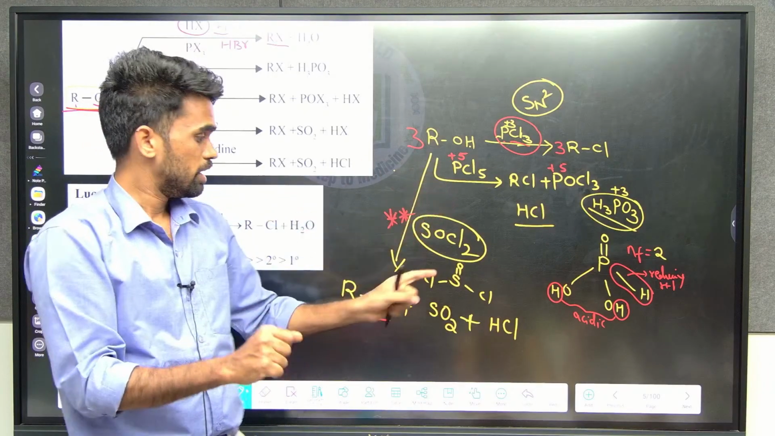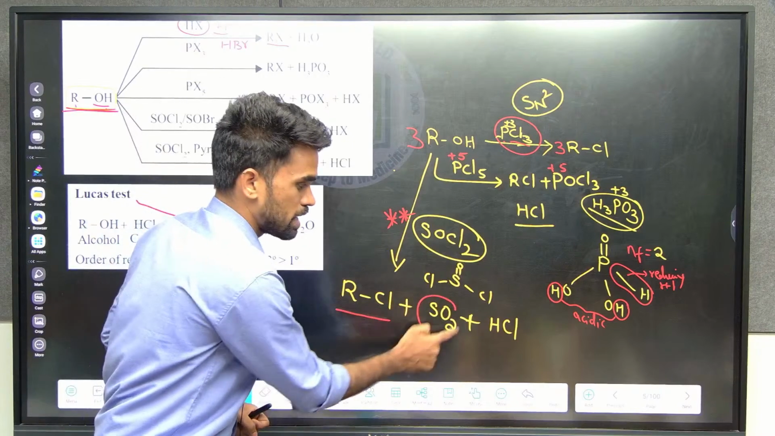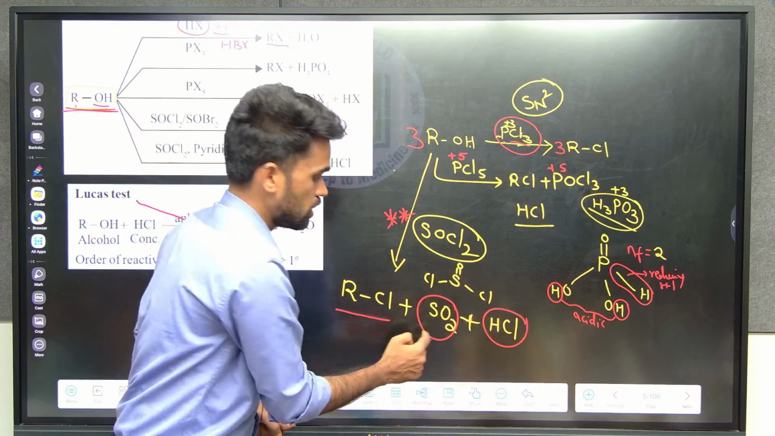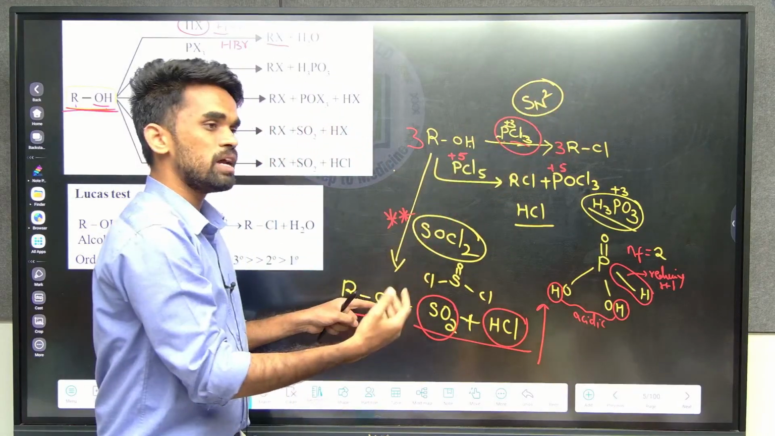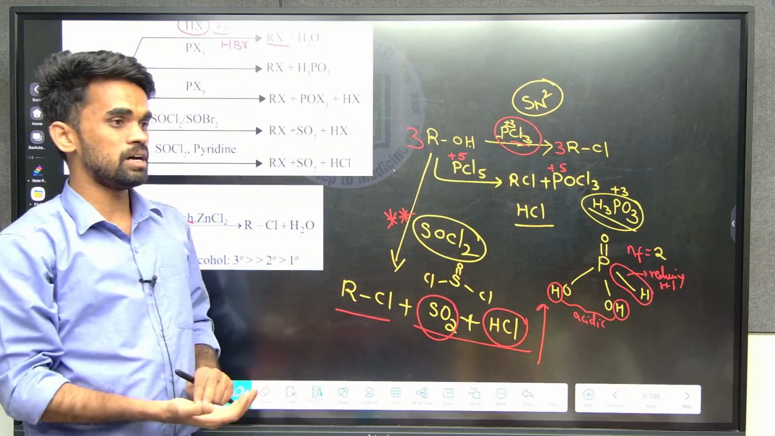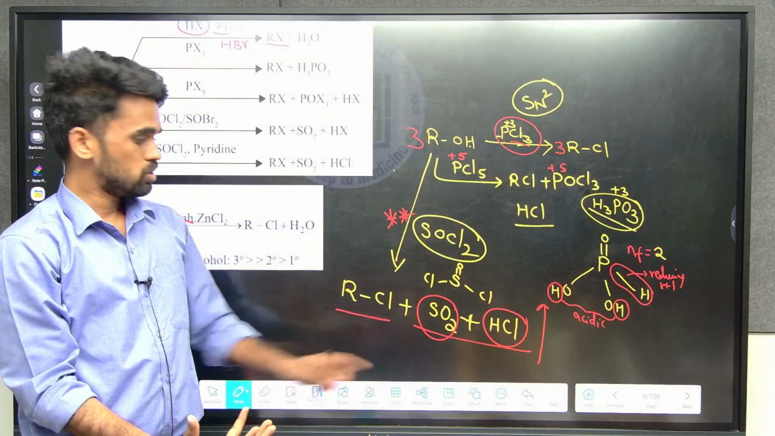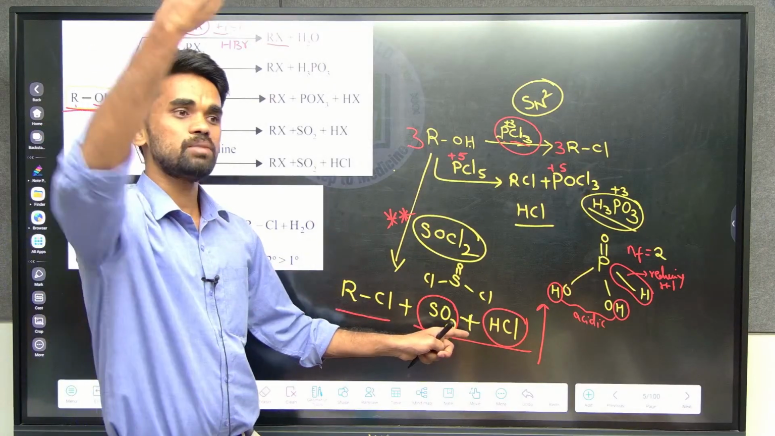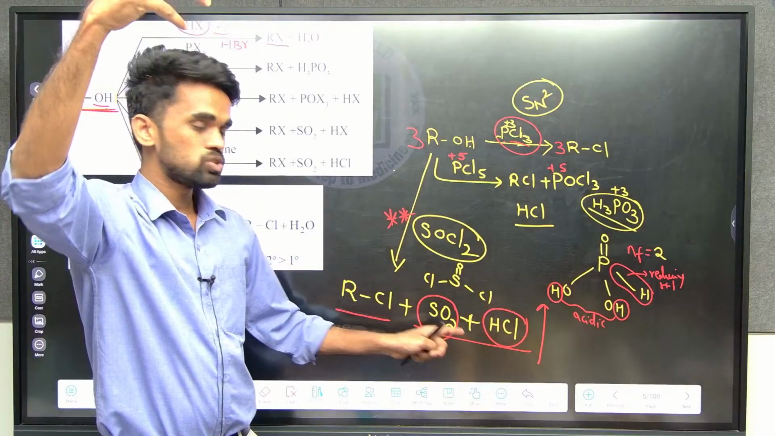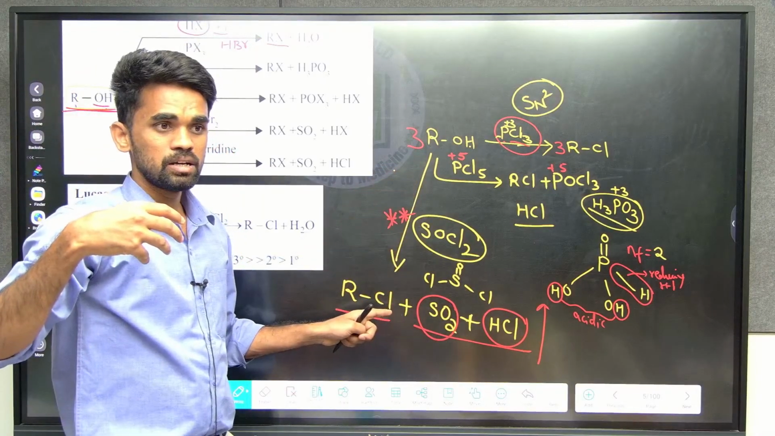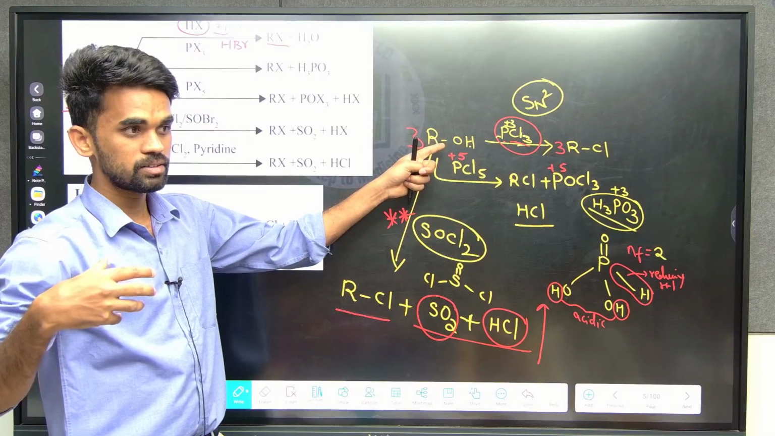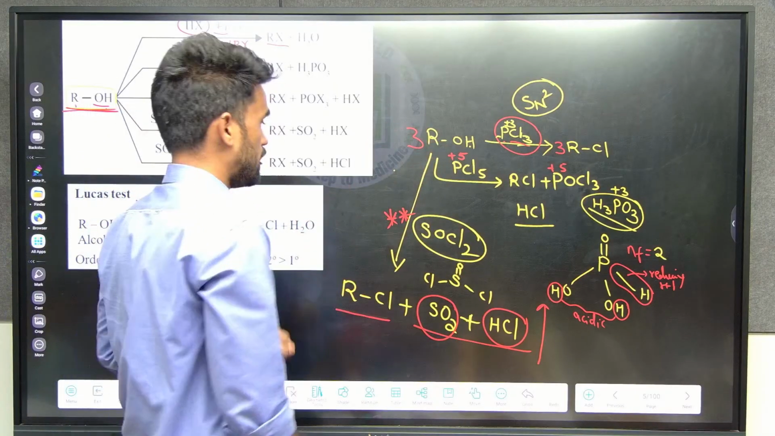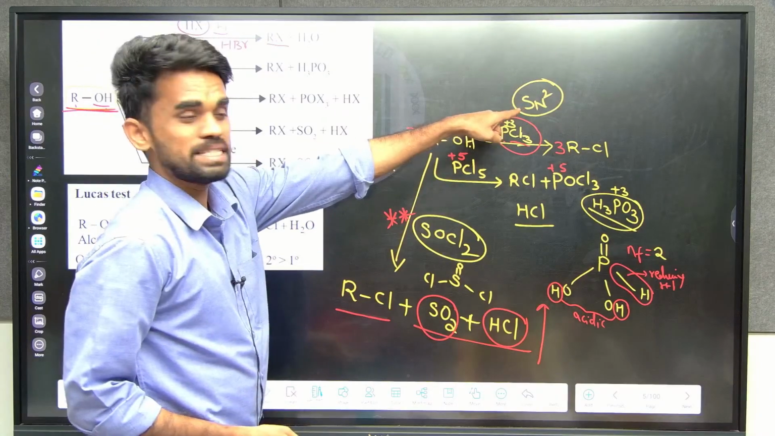In this method, SO2 is a gas, and HCl is also a gas. So these two gases go out easily, and the liquid product remains in the crude, the final product. Gases can be eliminated easily by heating. So that's why this is the best method for preparation of alkyl chlorides from alcohols. Okay. Next one.